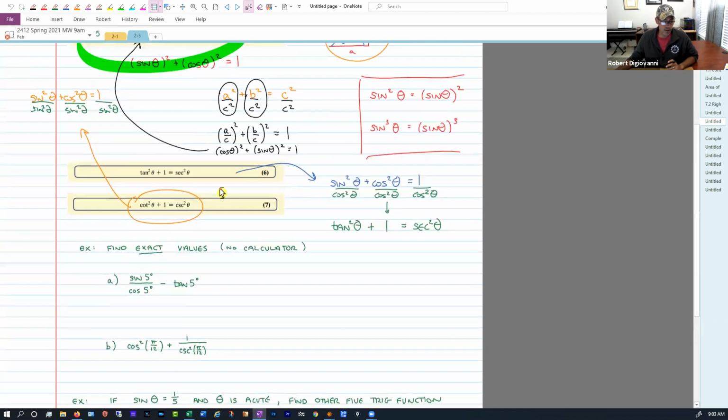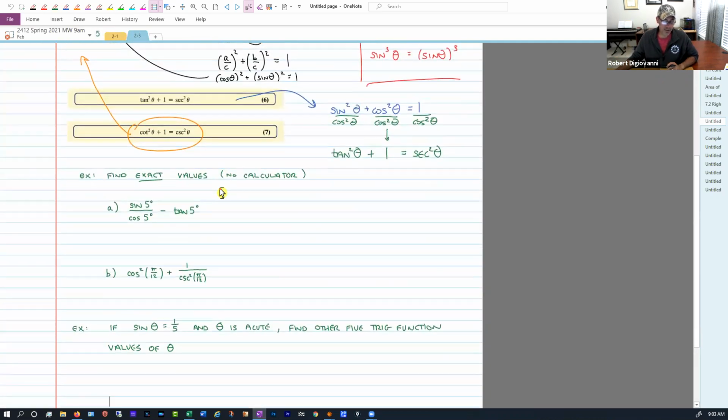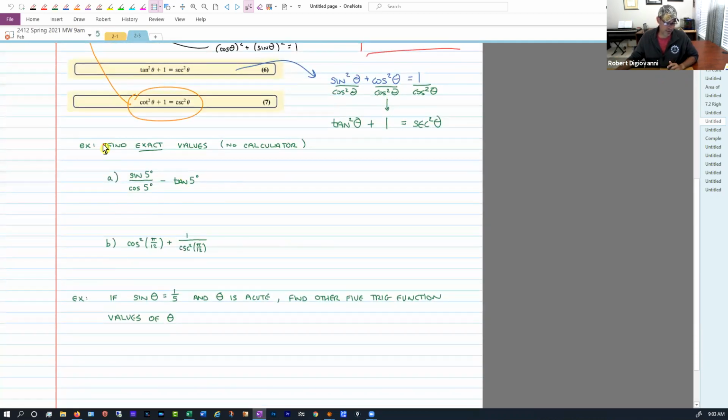Okay, so with everything we've done, let's go ahead and take a look at this example that has 2 parts, and then we'll move on to the next one. It says here, find the exact values of the following expressions, and it says no calculator. So the key here is that we are supposed to determine the value of this expression, but all we have to work with is what we know about the trig functions. So we have sine of 5 degrees divided by cosine of 5 degrees minus tangent of 5 degrees.